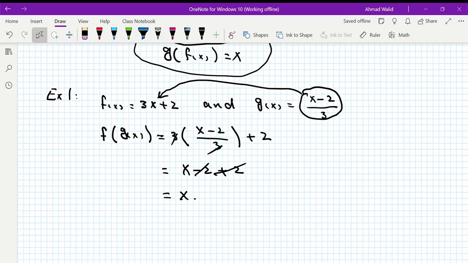Then you can call f of x equals 3x plus 2 the inverse of g of x equals (x minus 2) over 3. Or the other way, g of x equals (x minus 2) over 3 is the inverse of f of x equals 3x plus 2. Correct? This is how you verify if two given functions are inverse to each other.